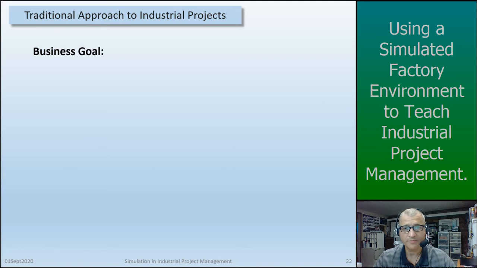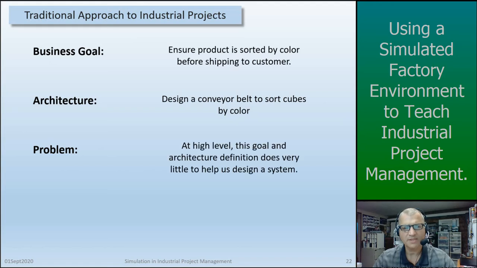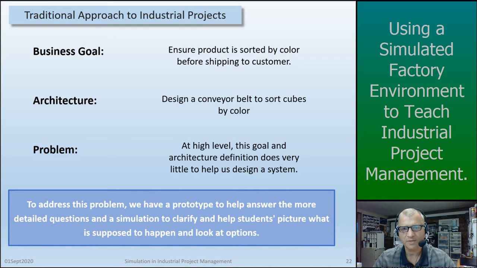From a business goal perspective, we want to ensure the product is sorted by color before shipping to the customer. Architecturally, we want to design a conveyor belt that sorts cubes by color. The problem here is that at a high level, this goal and architecture definition does very little to actually help us design the system. So to address this problem, we have this prototype to help answer some of the more detailed questions, and a simulation to clarify and help students picture what is supposed to happen, and also to maybe look at some options.